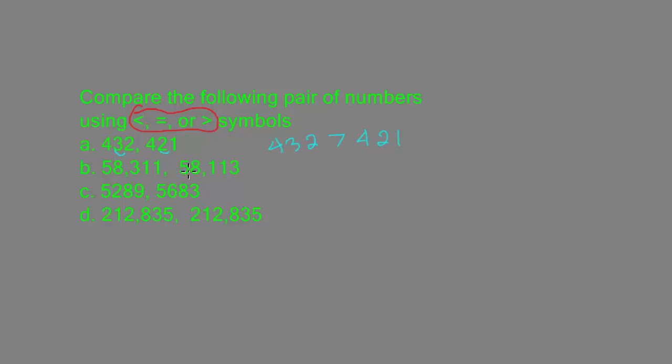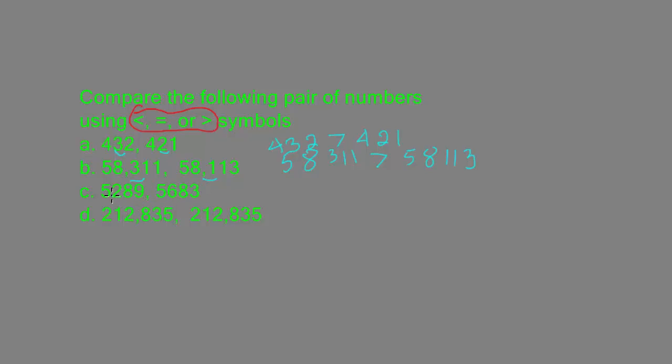Let's go to the next one. Here they both have 5 digits. The first pair of digits are the same, going from left to right. However, the third digit in each number is different. This is a 3, this is a 1. So therefore 58311 is greater than 58113.